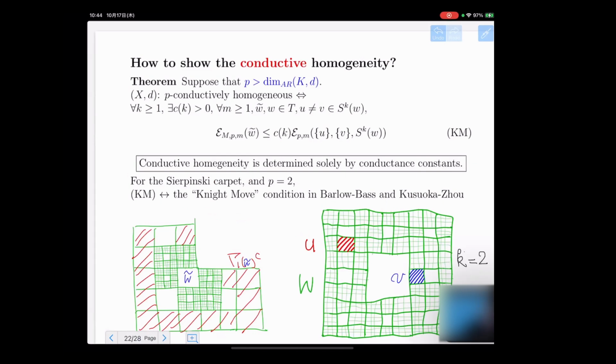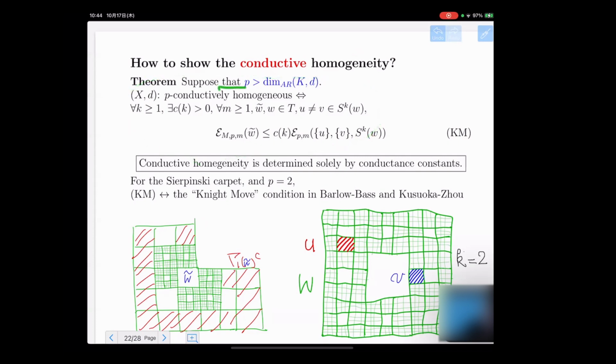So now we have a nice criterion, which is called conductive homogeneity. And the problem is, how can we show this conductive homogeneity? That is one of the big concerns. Even if there is a nice condition, we need plenty of examples. And one of the conditions is this one.